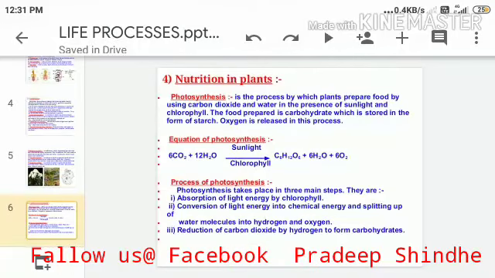The first step of photosynthesis is the absorption of light. As I told you earlier, the process of photosynthesis is very important and it needs light. With the help of light only this process will take place. Hence, this process is called photosynthesis. So in this process, a very important step is absorption of light.